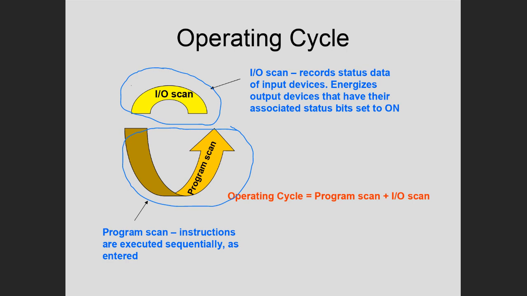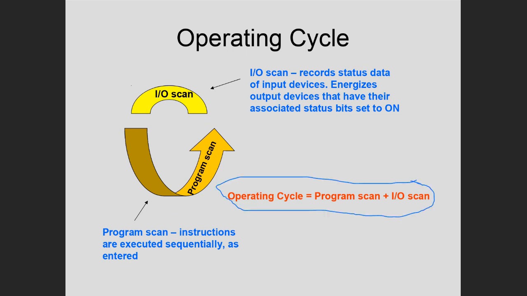You want to remember, I believe I asked this on the exam, this little relationship right here. You want to remember the picture. You'll see that again. So the operating cycle has a program scan part and then an input-output scan.